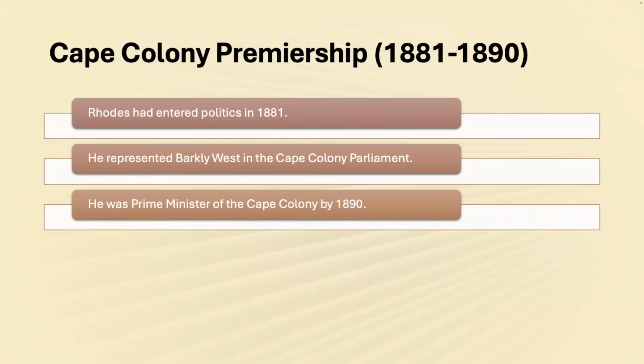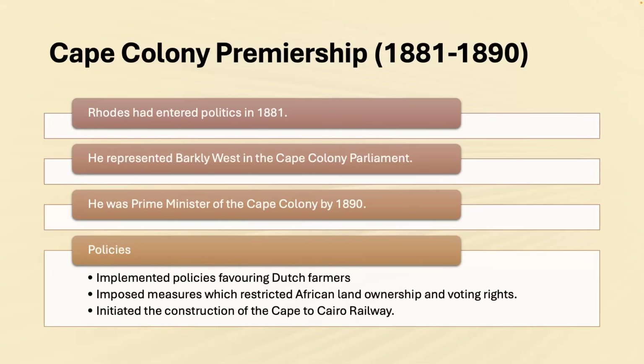And it was during his tenure here that he would start to implement a number of policies which would favour Dutch farmers. These policies introduced measures that restricted African land ownership, that restricted African voting rights, and also initiated the construction of the Cape to Cairo Railway. The aim here was to try and connect British territories from the southern to northern tip of Africa. Quite an extensive endeavour, no doubt.